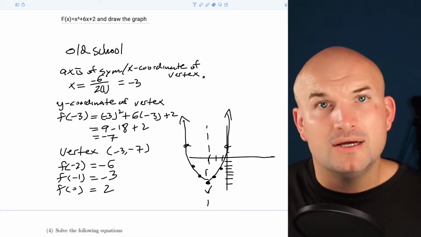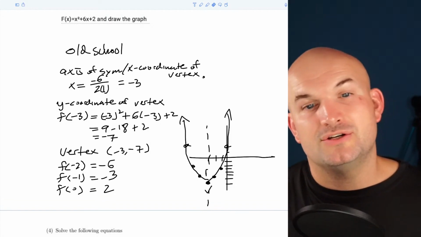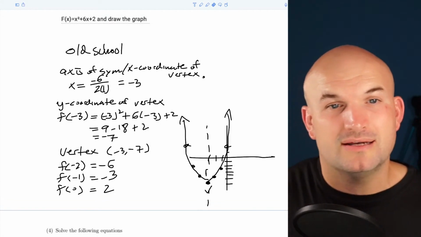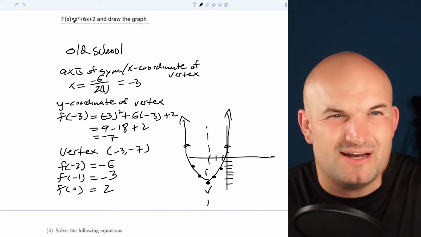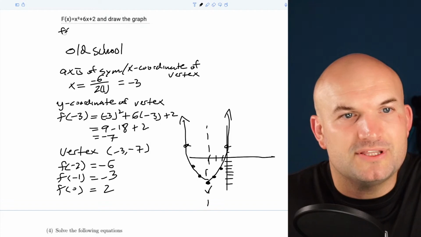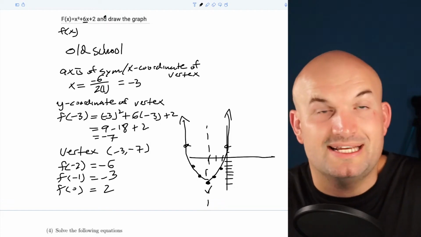The other way I was going to do, but I forgot I don't have the full screen, is to complete the square and then graph it in vertex form. Actually, I have room for this. So if you're going to complete the square, you take the middle term 6 divided by 2, which would be 3. 3 squared is 9.